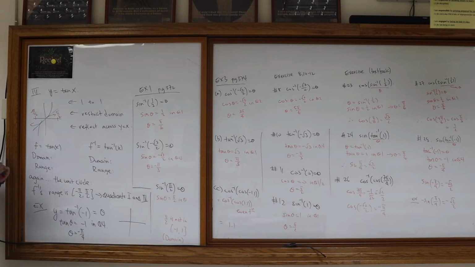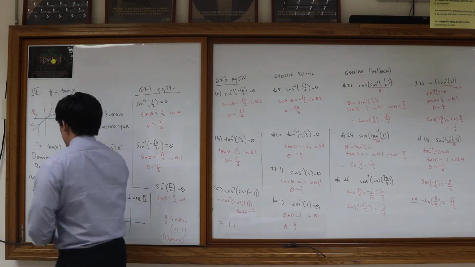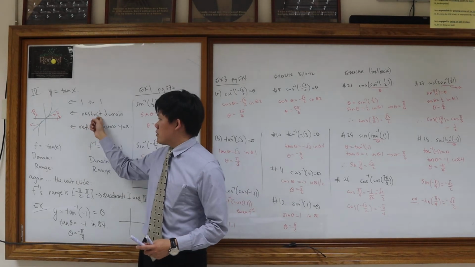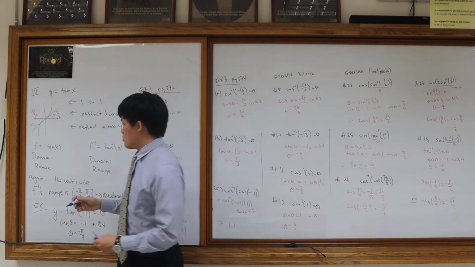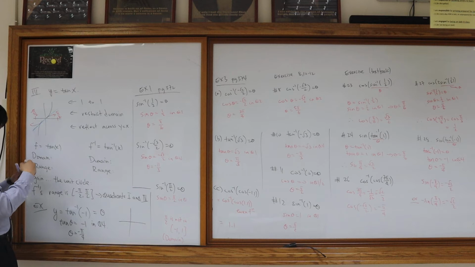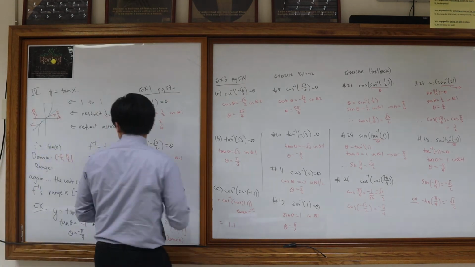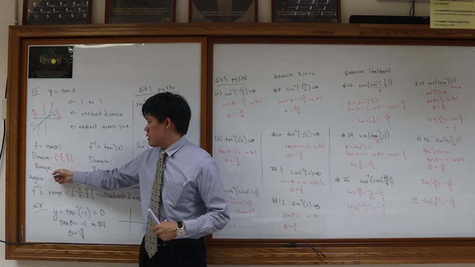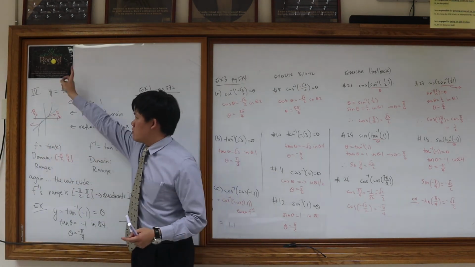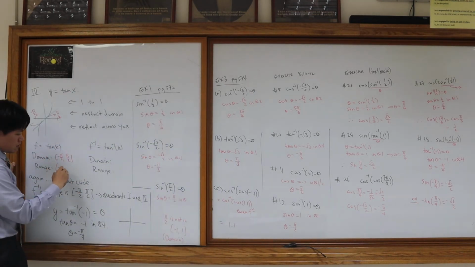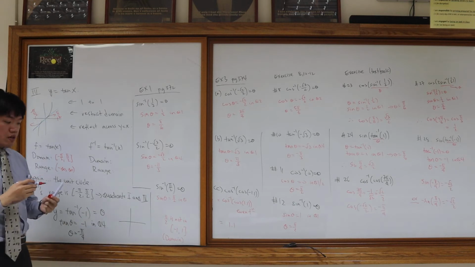Now, let's look at the domain of tan. The domain of tan here, because we restricted it, would be between negative pi over 2 and pi over 2. And my range here doesn't change, because it goes to positive infinity and negative infinity. Round brackets, because you cannot include infinity.